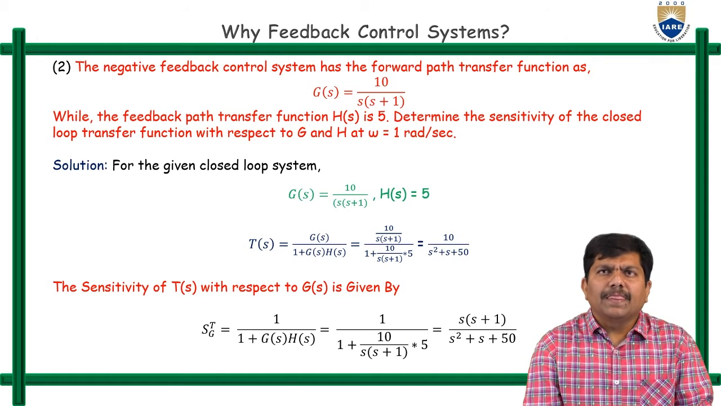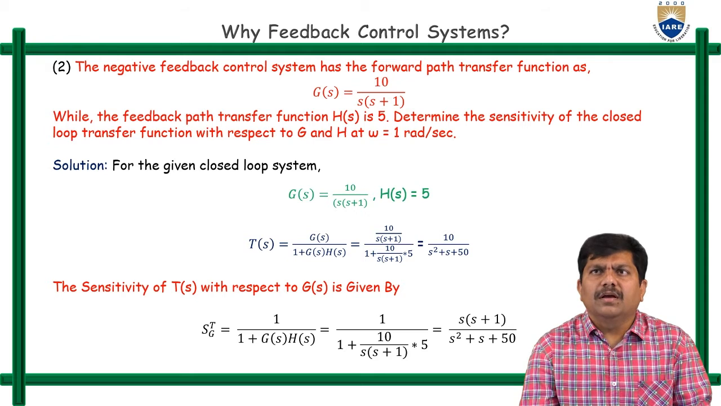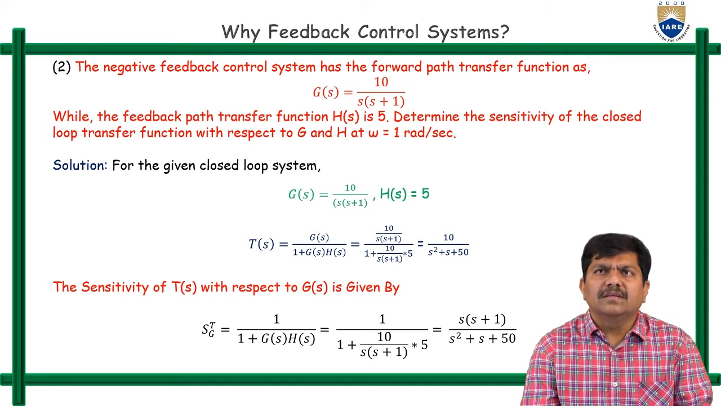So next problem: the negative feedback control system has the forward path transfer function G of s is equal to 10 by s into s plus 1.